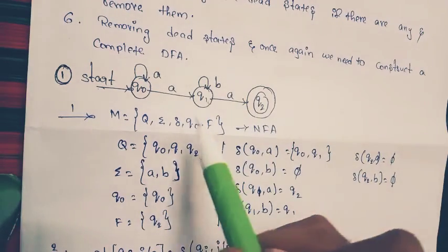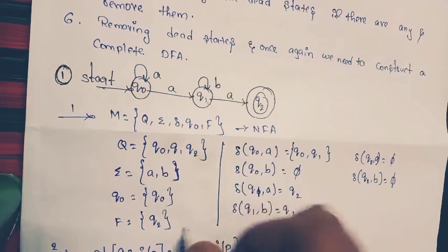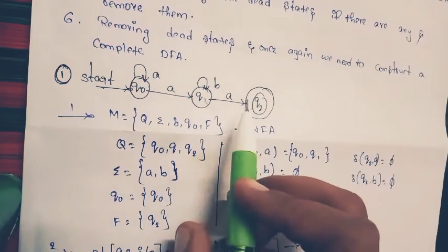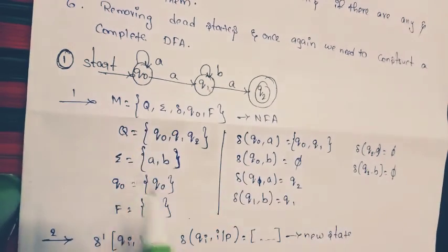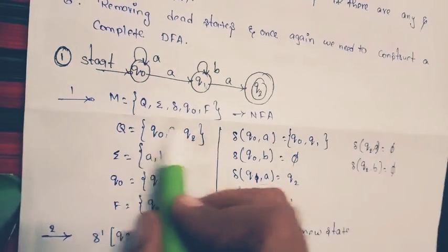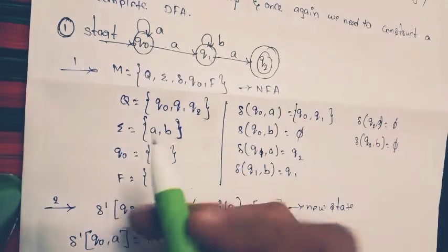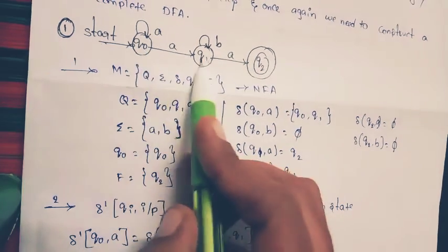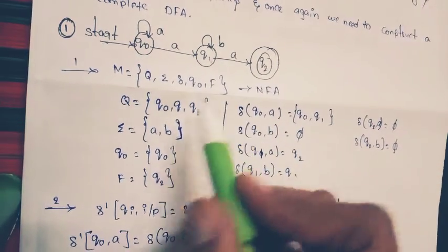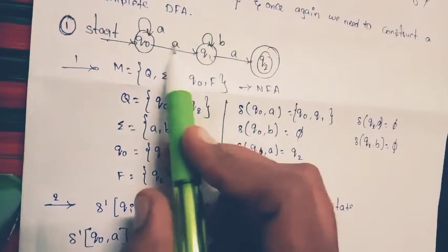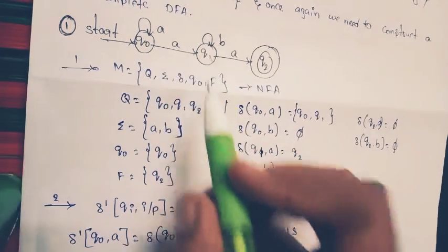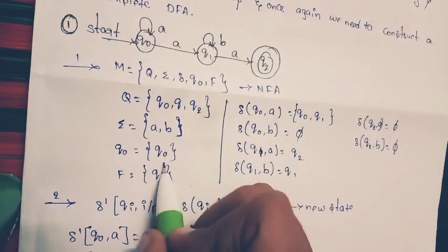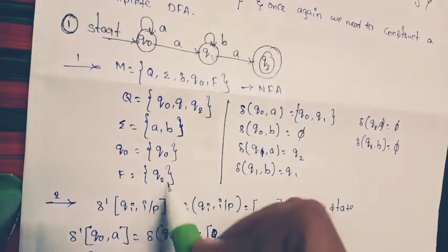See, guys, this is the problem I am taking to solve now. These are the states Q0, Q1, Q2. Let's define the first step, that is M is equal to these five tuples, guys. I am declaring them here. Q equals the set of states, those are Q0, Q1 and Q2. Sigma is the set of input symbols, A and B are the input symbols, guys. Q0 is the initial state, and F is the final state, that is Q2.